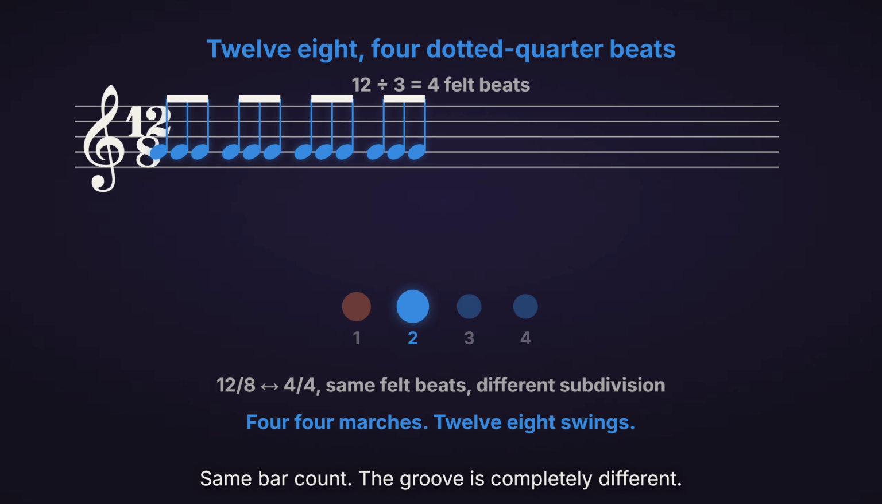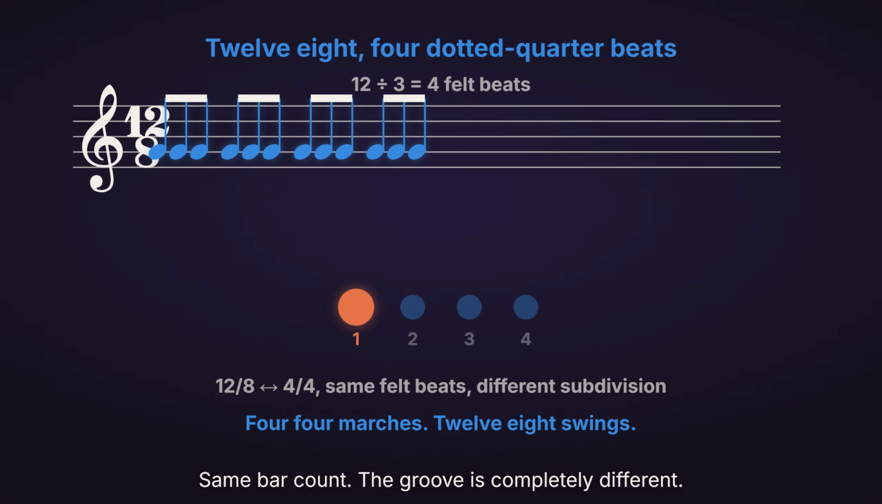This is why composers and arrangers sometimes renotate a piece from 4/4 to 12/8 when they want it to breathe more, to roll rather than march. The choice of signature tells the performer how to feel the beat, not just how to count it.